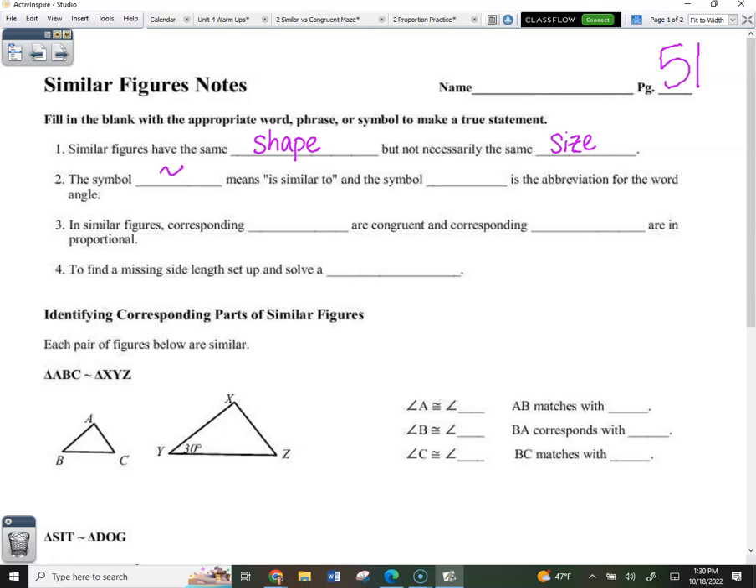It's called a tilde. Think of it as taking your hand and doing this. It means similar to. And the symbol blank is the abbreviation for the word angle. You should know this. What's the symbol for angle? The half check mark. It's like a little V.